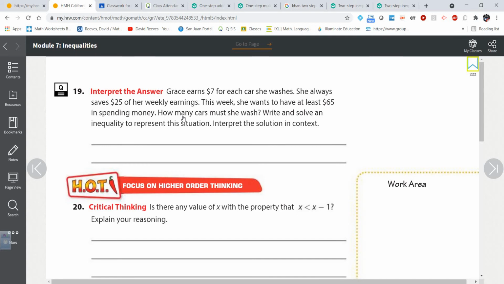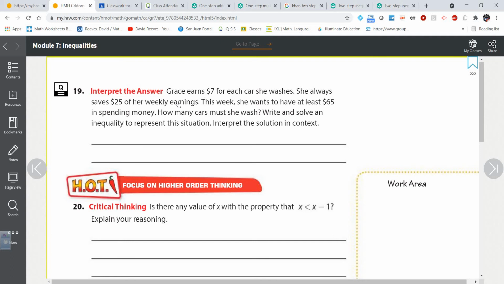Okay. All right, let's do this problem here, number 19. Grace earns $7 for each car she washes. She always saves $25 of her weekly earnings. This week she wants to have at least $65 in spending money. How many cars must she wash? Write and solve an inequality to represent this situation.